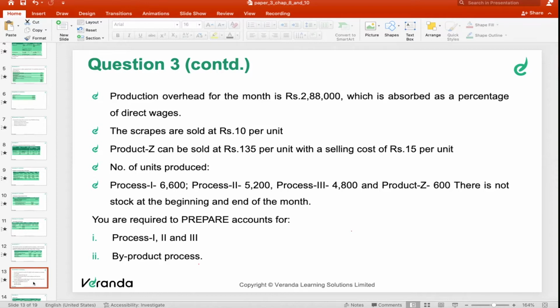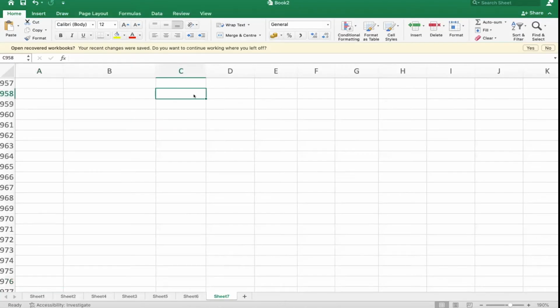Now, shall I go for the solution part based on the concept? In line with the concept, we are going to solve. Shall we start? Yes, sir. Now, listen here. For every process you have to prepare a separate account. Process A, B, C, or 1, 2, 3. What is given in this question? Process 1, 2, 3, sir. So, process 1 account.